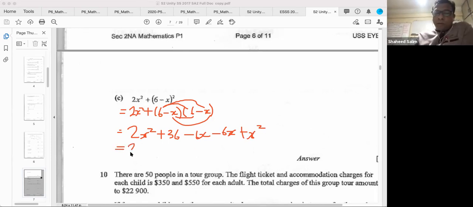Okay, this one is 2x squared plus x squared, minus 6x, minus 6x, plus 36. So I've just rearranged. I put the square in front, then the x, then the number. Okay, so this is like 2x plus 1x. 2x plus 1x is 3x squared.